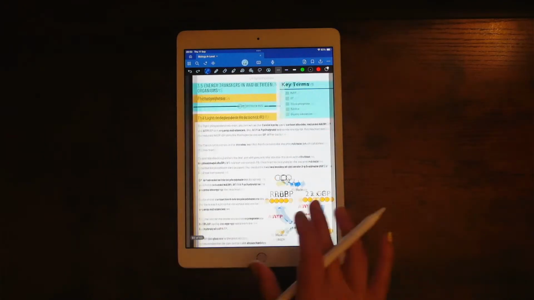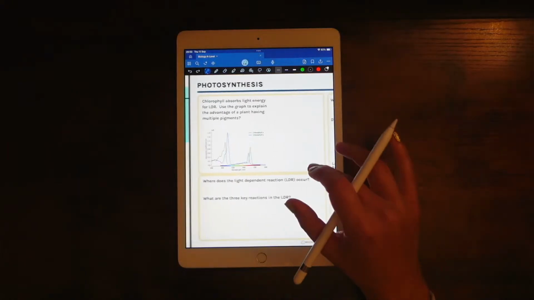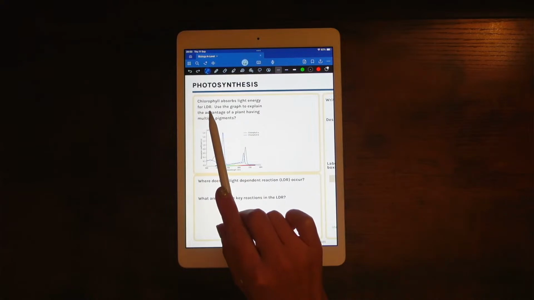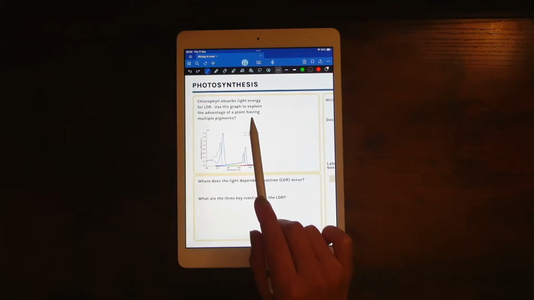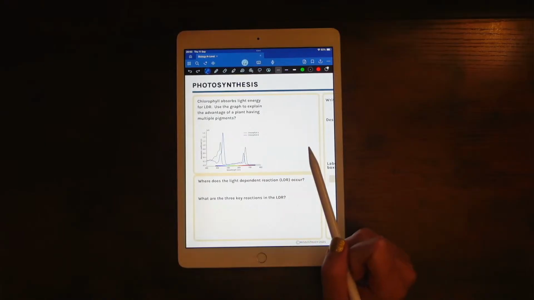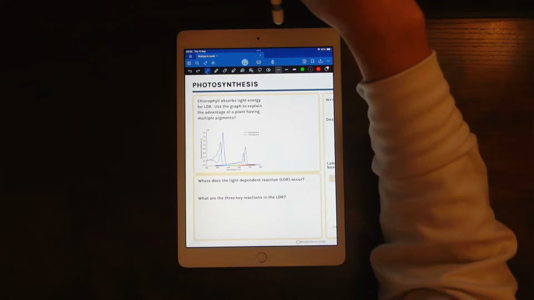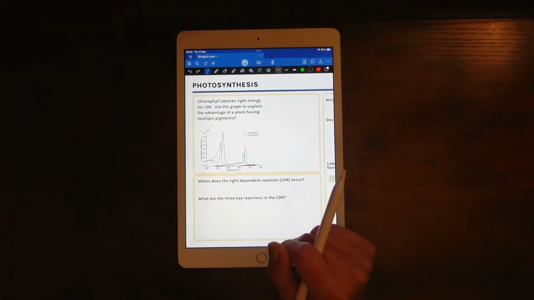So let's just quickly go to the active recall workbook. I was going to say textbook, but it's not a textbook, it's online. The question we've got here is: chlorophyll absorbs light energy for LDR, which is light dependent reactions. Use the graph to explain the advantage of a plant having multiple pigments. This is your typical application question linked to this. What is the advantage of having those multiple pigments?